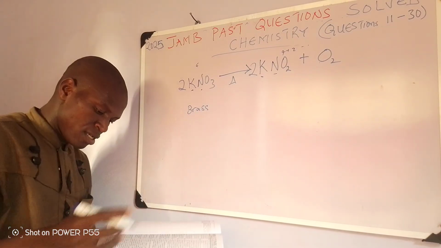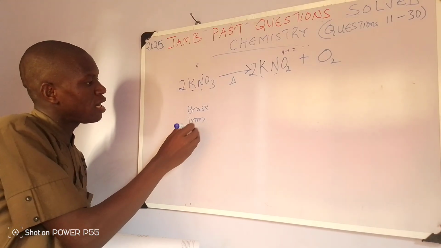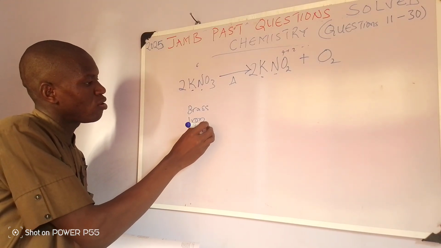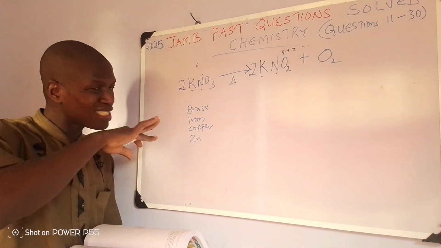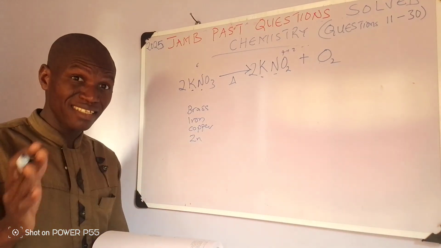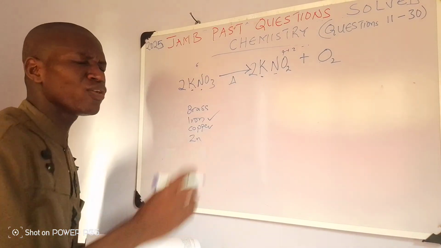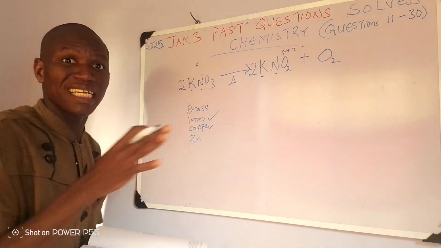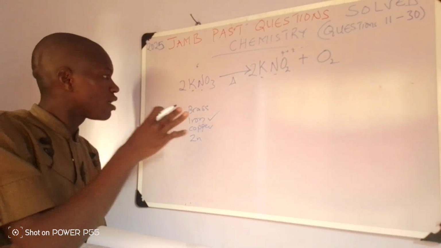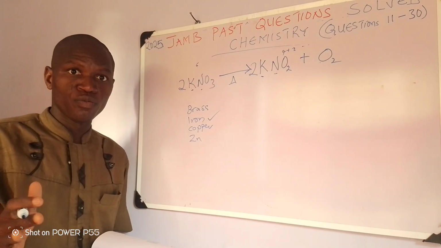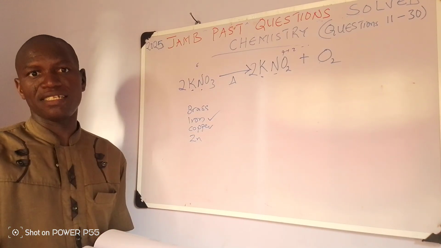brass, iron, copper, and zinc. So which of these is used for screening or shielding electric devices from magnetic fields? So the correct answer is iron. Why? Iron is ferromagnetic, so it can absorb and channel magnetic field, thereby serving as screen or shields in electric devices.